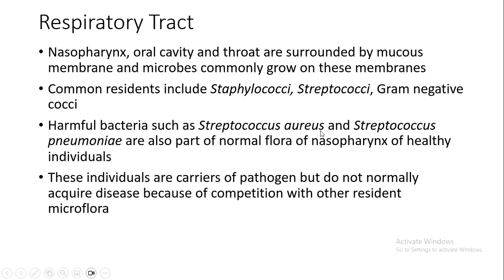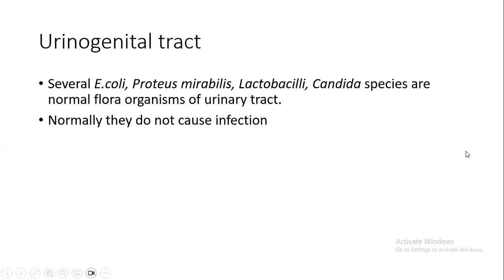Harmful bacteria such as Staphylococcus aureus and Streptococcus pneumoniae are also part of the normal flora of the nasopharynx of healthy individuals. So these individuals can be called carriers of the pathogen, but they normally do not develop the disease because of competition with other normal flora bacteria. Only when the number of these bacteria is high enough, especially when the immune system of an individual is low, in that case it may cause a disease.